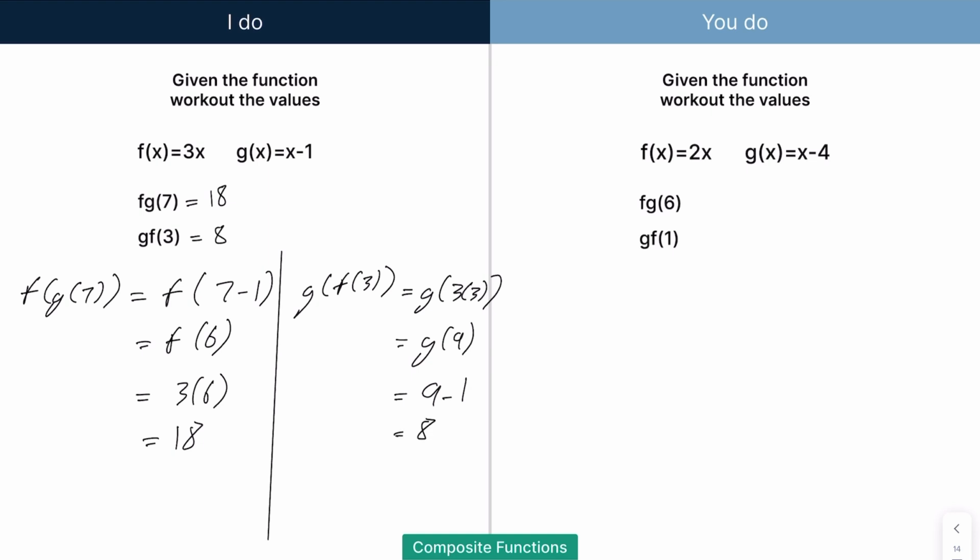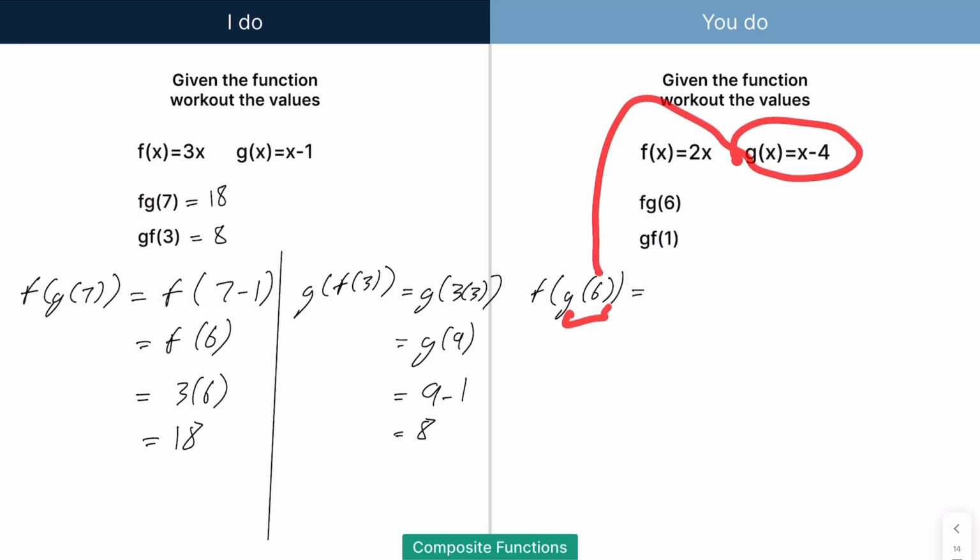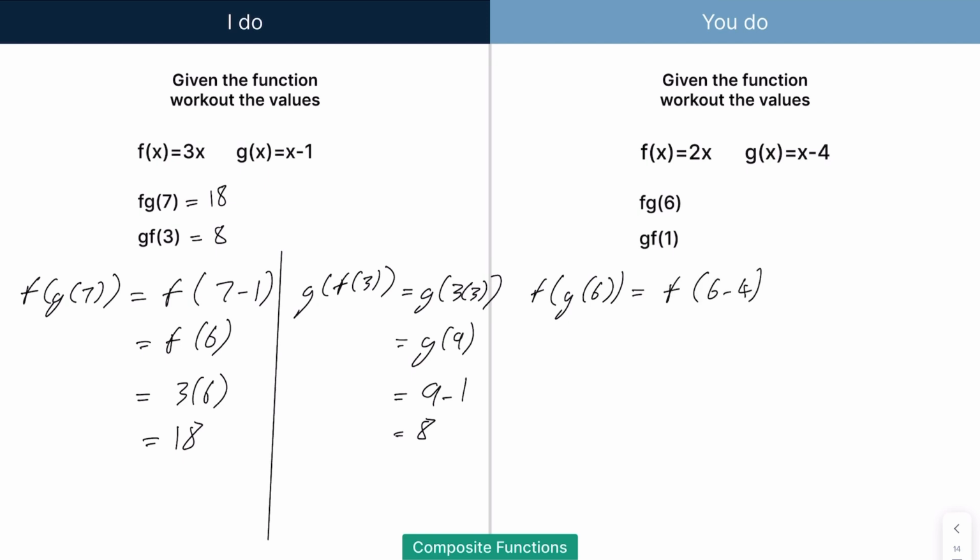So again, hopefully you've pressed pause and had a go at the example on the right. So we have f of g with the 6 going in there. If I look at this bit first, that would be this here. So x in our case is 6, so that would be 6 minus 4, which is f of 2. And now if I just look at f of 2, well, that's just going to be 2 times 2, which is 4.